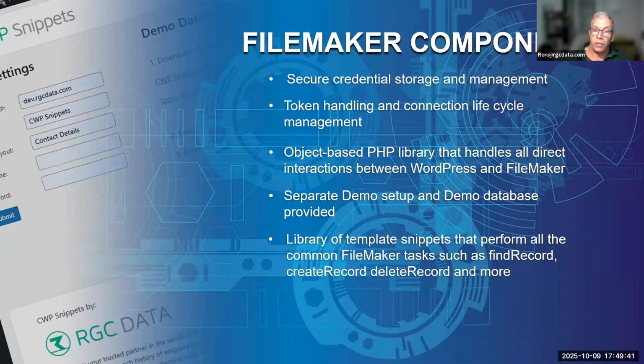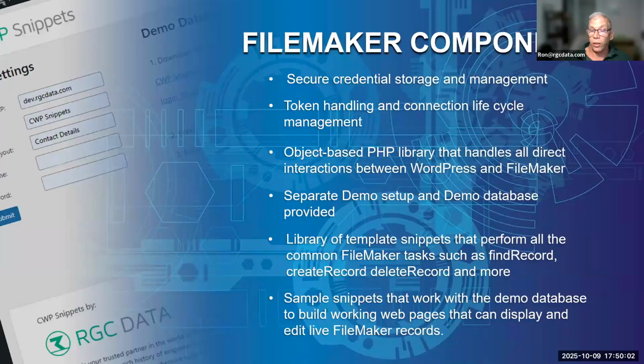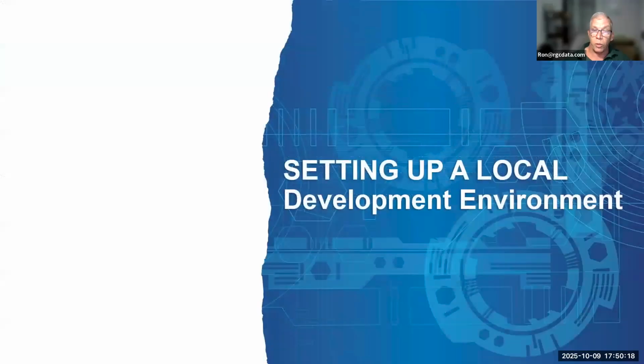It also comes with a library of template snippets. Those are the things that perform all the common FileMaker tasks like find record, create record, delete record, edit record, all of those things that you want to do with a record in FileMaker. Those functions and tasks are already pre-written in the templates provided with the plugin. And then it also comes with a set of sample snippets that work with the demo database to show you a set of working web pages completely styled and designed out to be fully functional with the FileMaker data from the demo database. So we will demonstrate that momentarily.